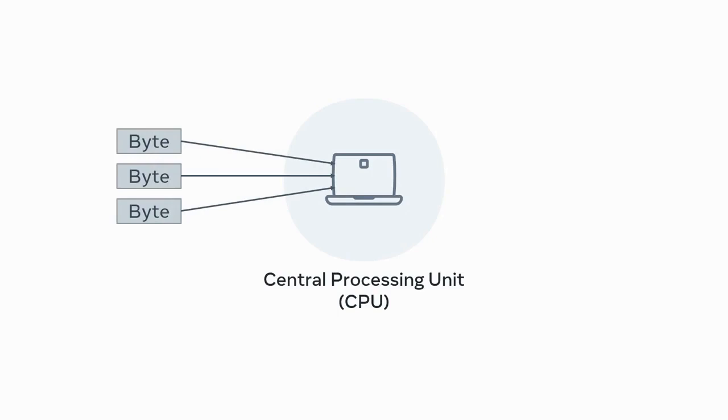A computer functions around the Central Processing Unit, or CPU. This takes both information and some instructions on how this information is to be processed. All this information exists as bytes, or a series of ones and zeros that are determined by a small electrical current. The CPU can work faster than information can be transferred to it.